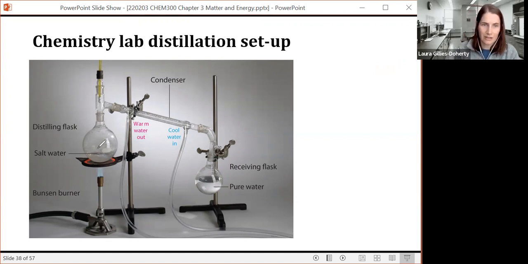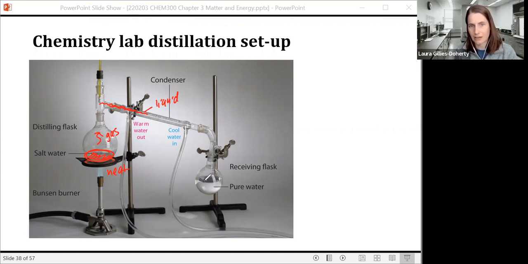What they do is, you put your solution that has the mixture in it in the bottom of a flask, you heat it, and substance one might turn into a gas. First, it goes up into this column, collects here, and you have cold water running around this tube. Cool water in, warm water out. And so the gas goes up, it hits this tube, and as it gets close to the cold water, it goes from a gas back into a liquid. And then it will drip down and you can collect it over here.